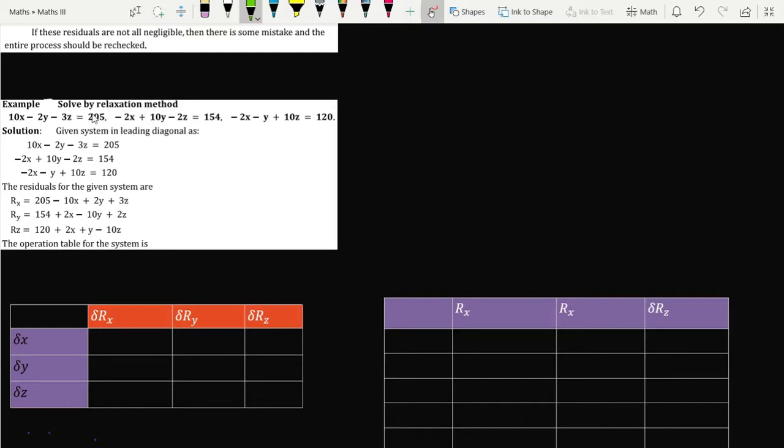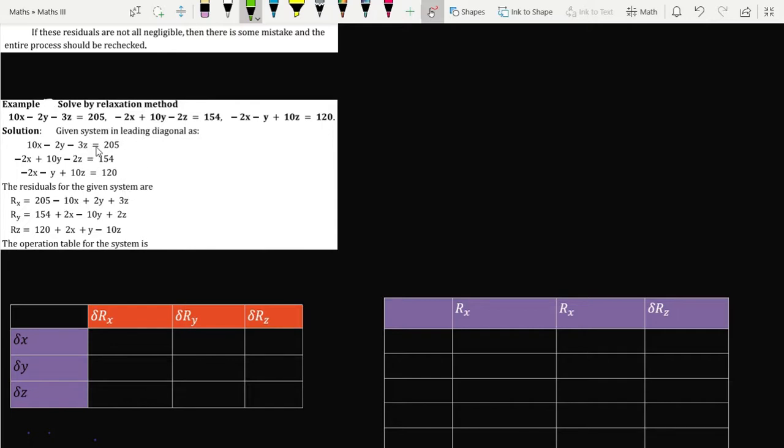Here the problem is solved by the relaxation method: 10x minus 2y minus 3z is equal to 205, minus 2x plus 10y minus 2z is equal to 154, and minus 2x minus y plus 10z is equal to 120. This is a linear equation, also called a simultaneous equation, and we have to obtain the values of x, y and z. This type of problem can be solved by several methods, but here we use the relaxation method.